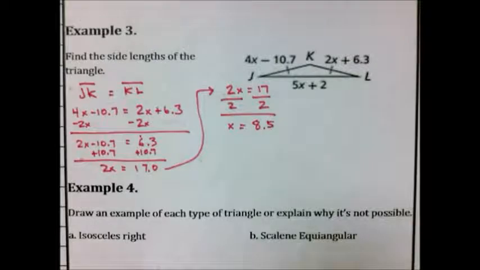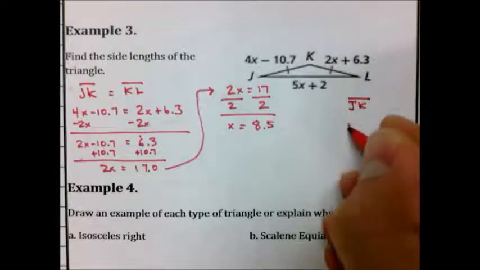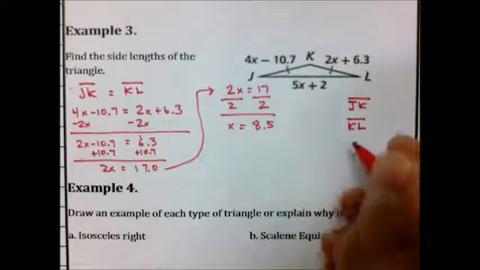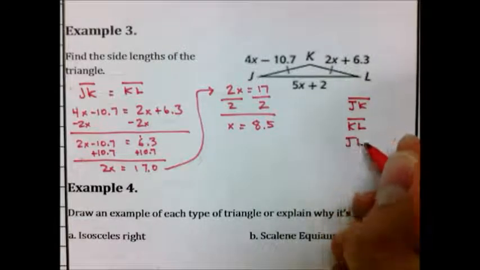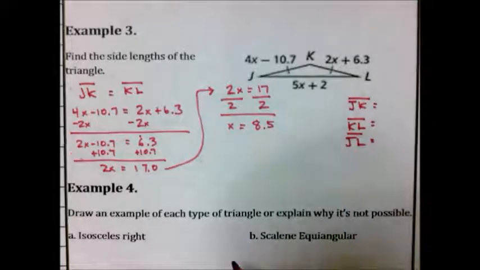Okay? Alright, so now that we know what the value of x is, we can go back through and solve each of those line segments for their value. So I'm going to make a little key here: JK, KL, and JL over here. We're going to put each side length, and we don't know the units, so we don't have to put the units, but it's a good idea always to put the units anytime that you're not given them.